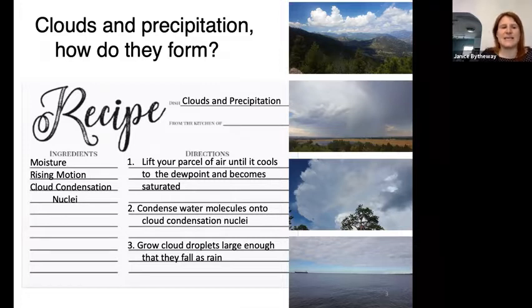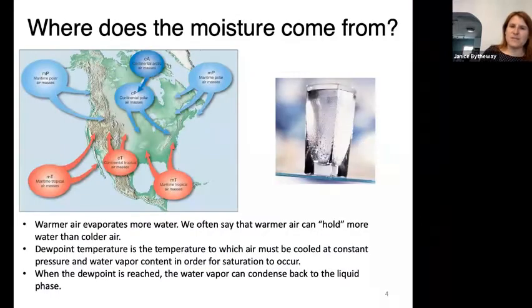So let's dig into this a little bit and look at our ingredients one by one. So where do we get the moisture from? We have something in atmospheric science called an air mass, and that's just a big, big bubble of air that comes from a specific place. So here's a map in North America of most of where our air masses typically come from.